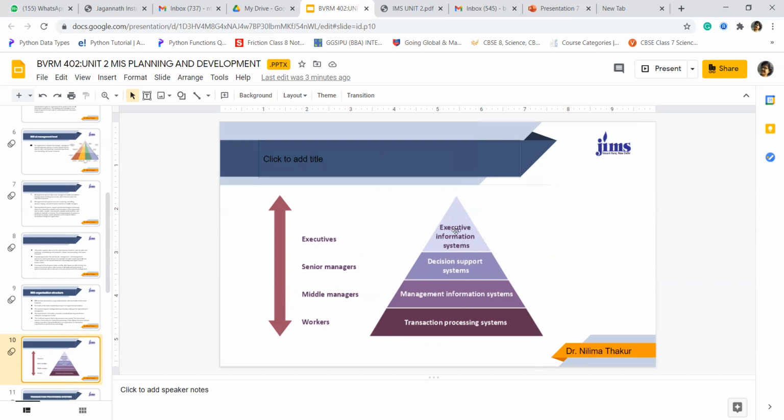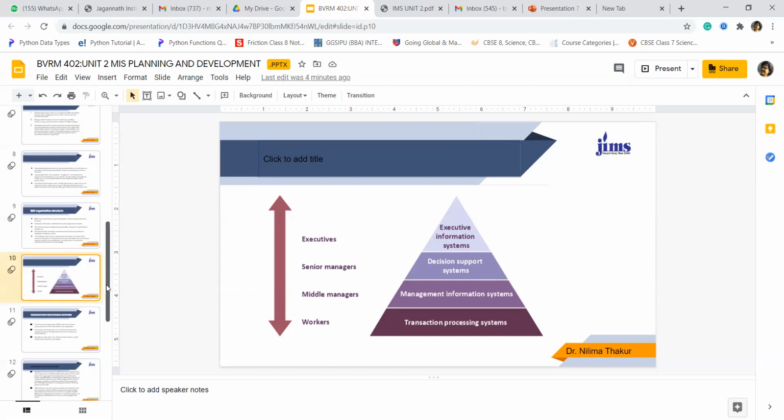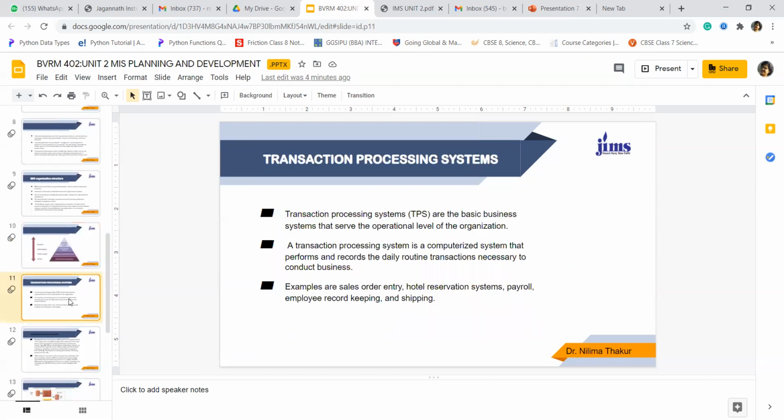the top level is also known as executive information system or executive support system. Then comes senior manager, which gives you the decision support system. These are the types of information system on the basis of management levels in an organization. Middle managers comprise the management information system and workers comprise the transaction processing system. So we will be discussing this in detail: executive support system, decision support system, management information system, and TPS.